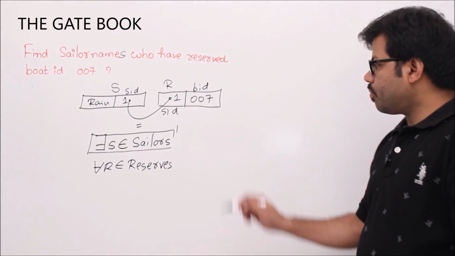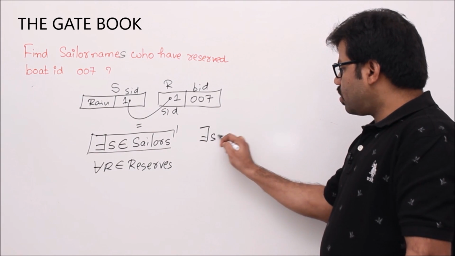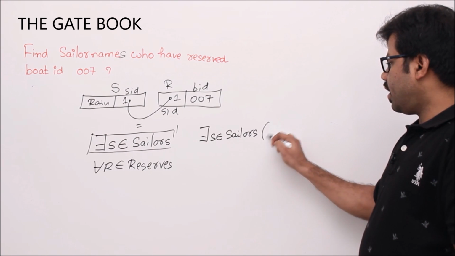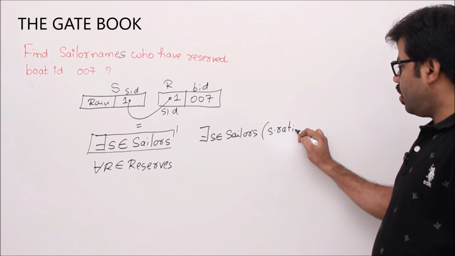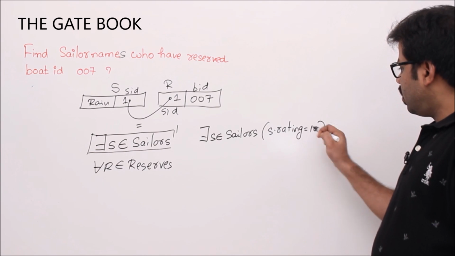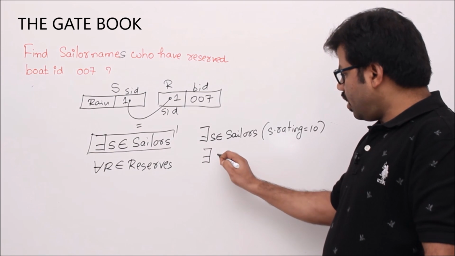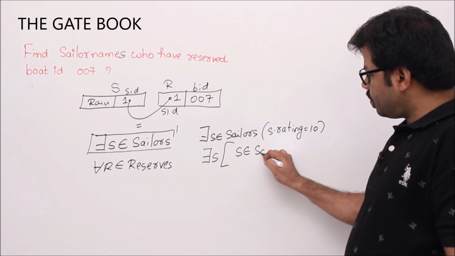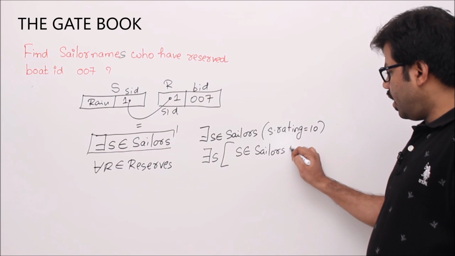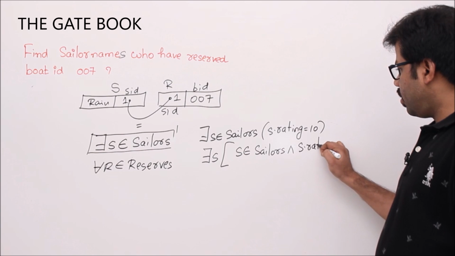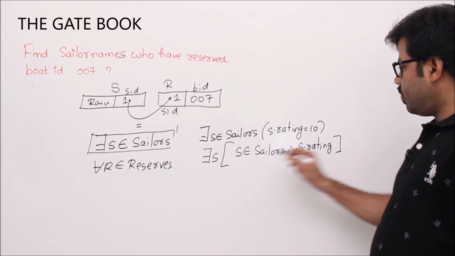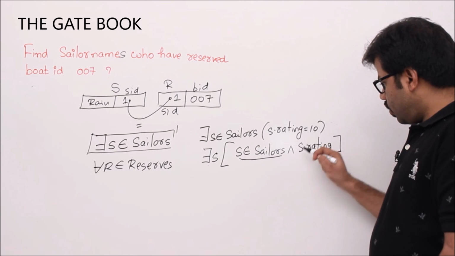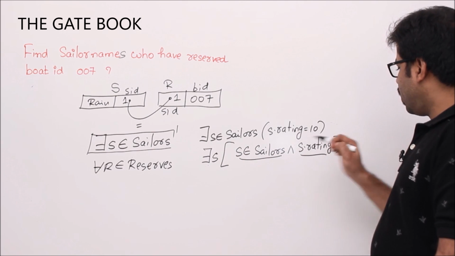Example, I want to say that there exists one S belongs to sailors such that S dot rating equal to 10. That means actual notation is like this. There is one S such that S belongs to sailors and S dot rating equal to 10. So now this is very easy to understand, right? There is some tuple which belongs to sailors and whose rating is 10, right?